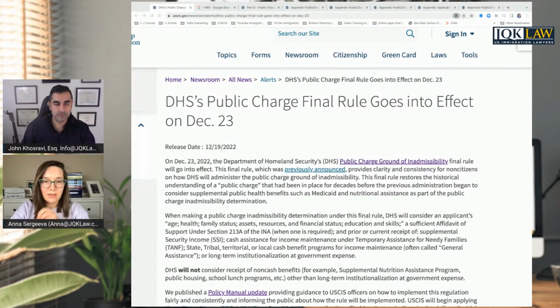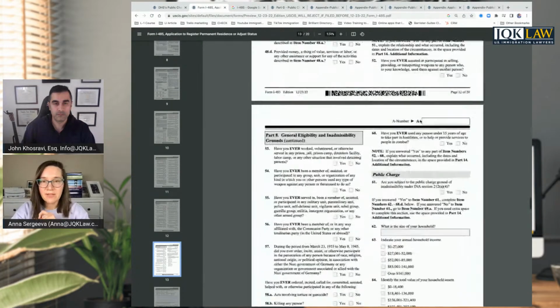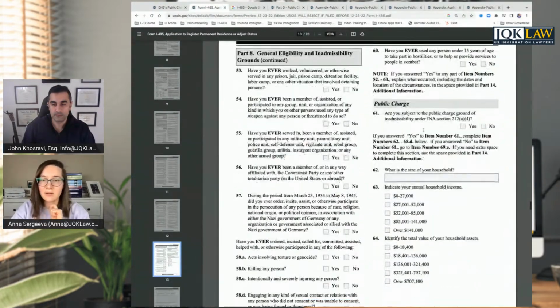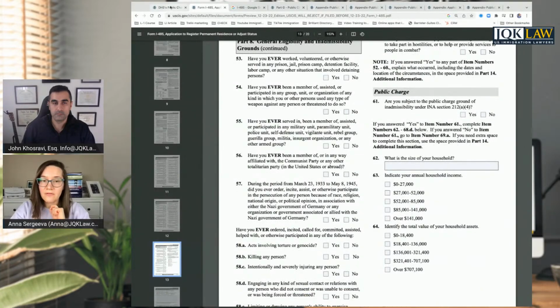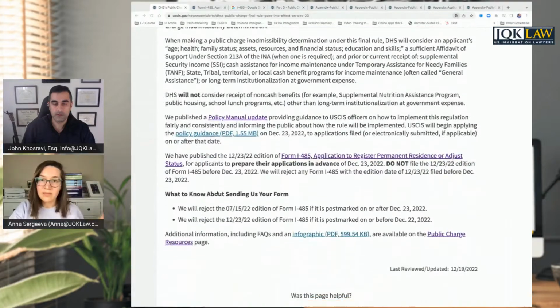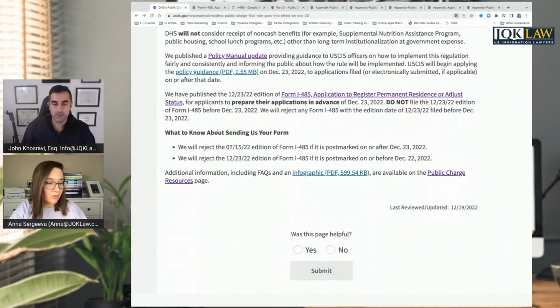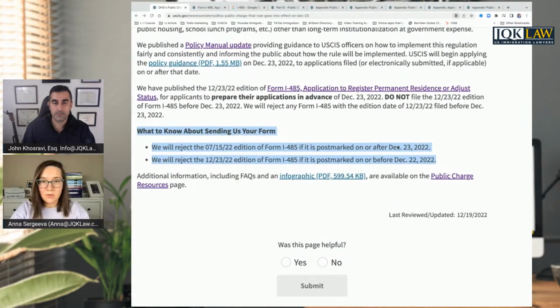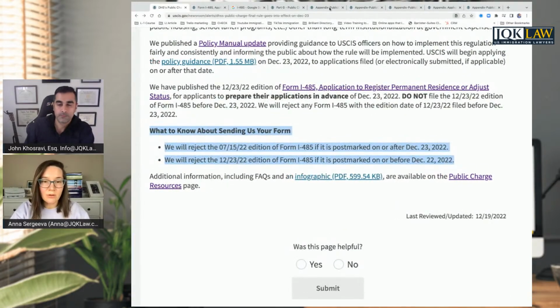If you are filing this form on or after December 23, you must use the new edition. And USCIS specifically says that if you don't, they're going to reject the filing. If you're filing on December 22 or before that, we still have 2 days. We are doing this recording on December 21st. So there are still 2 days when you can send your application out. You have to use the old edition, which is the July 15th, 2022 edition.